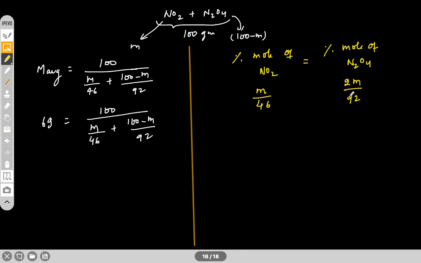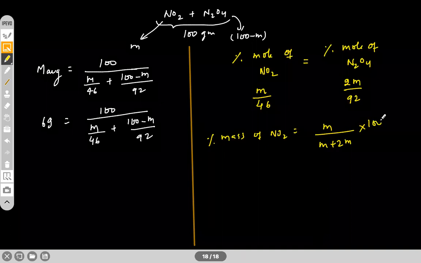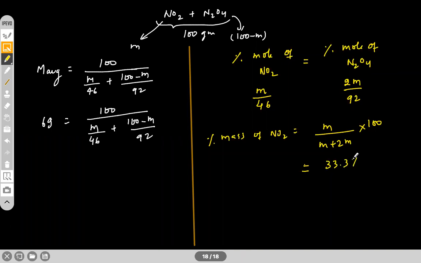So basically we need to find out the mass percent, and we have the mass ratio of both. One is m, the other one is 2m. Mass ratio is 1 by 2. So what is the percentage? The percentage mass of NO2 will be m divided by m plus 2m, into 100. So that will be 100 by 3, which is nothing but 33.3%. Yes. So after finding mole percent, you can directly do this.